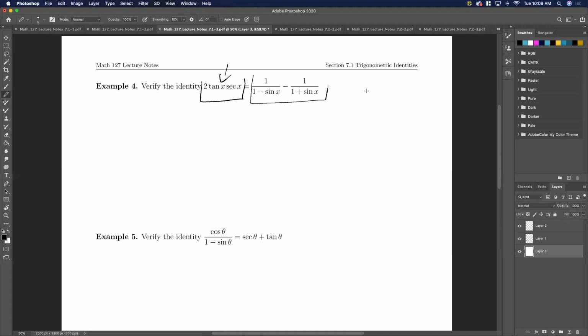If you do the right-hand side, you can distribute the negative, and then the denominators would be equal. Yeah, so let's do the right-hand side. Let's work on the right-hand side.